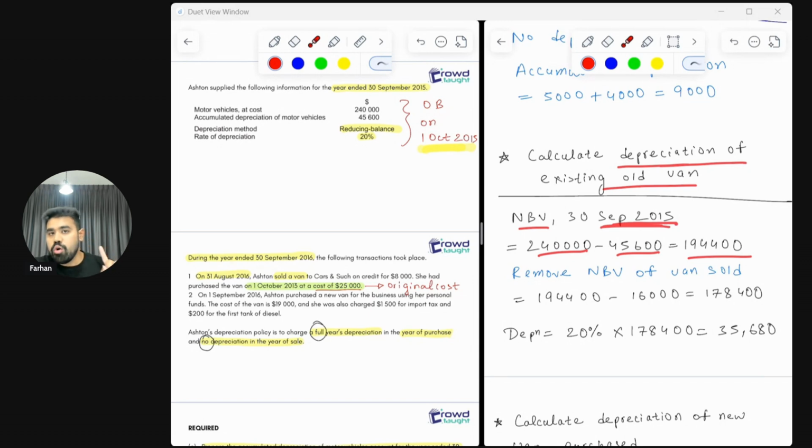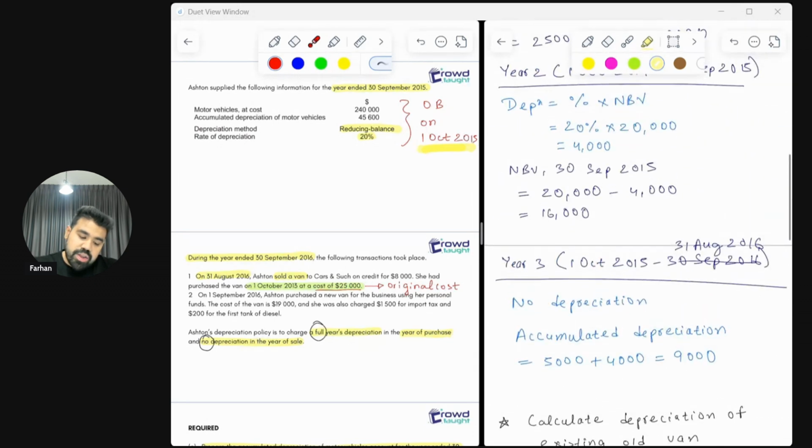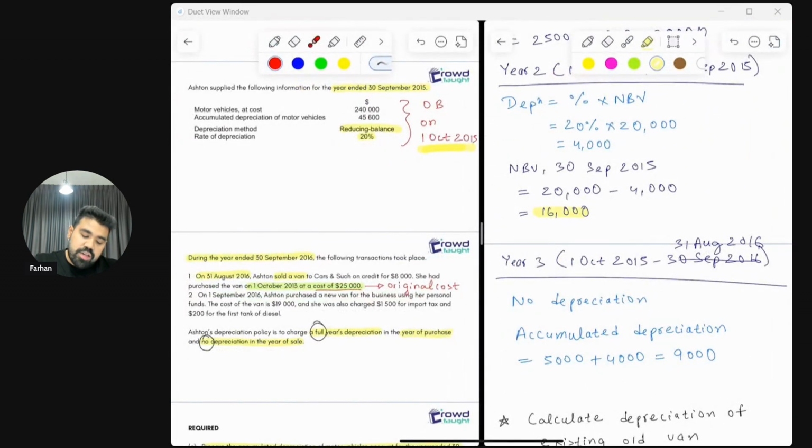Okay, now what we're going to do, the asset which we had sold, we will remove the net book value of that asset from this $194,400. So we are removing the net book value of the van which we had sold. So $194,400 minus $16,000, which is the net book value of the asset which we had sold. How do we know it's $16,000? Let's scroll back up. You will see the net book value at year 2 was $16,000, which we had calculated, right? I'm just highlighting in yellow, and I'm also putting a tick next to it.